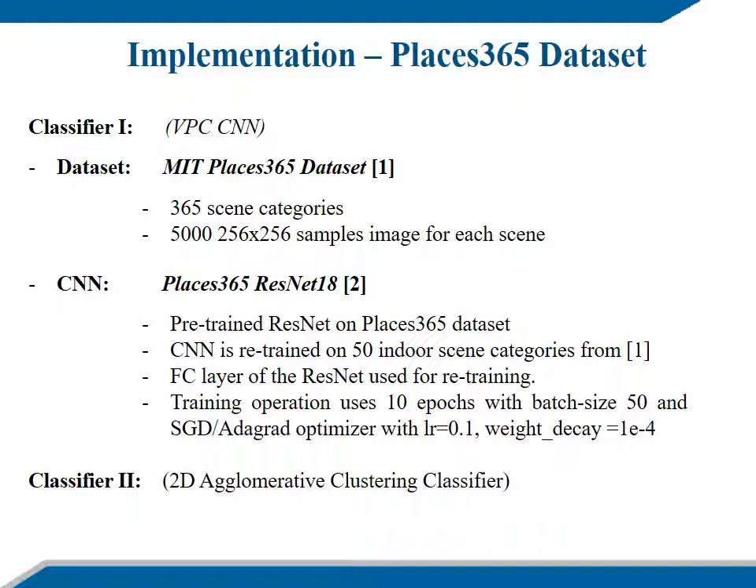The training operation is performed with 10 epochs with a batch size of 50 and using an AdaGrad optimizer with a learning rate of 0.1. The second classifier, which is the clustering classifier, implements a 2D agglomerative clustering algorithm for the purpose of clustering the scene labels. Here the feature space is nothing but the spatial coordinates of the individual scene labels.